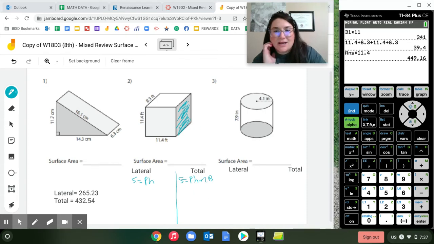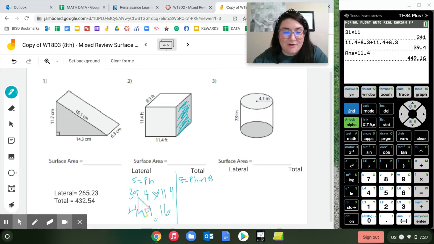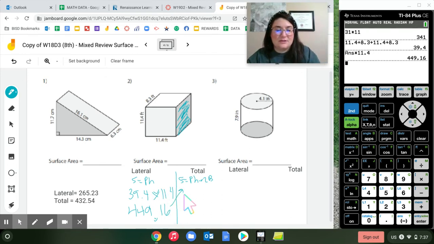Now, I want you to see how I did all of that in my calculator. I didn't write anything down. The least amount of things that I need you to write down in order to grade this correctly is going to be this. So all you have to do is come over here and write down 39.4 times 11.4, and my answer is 449.16. So you at least need to show me, what did you get for perimeter of the base? What did you get for the height? All right, we're going to come over here, plug this in.